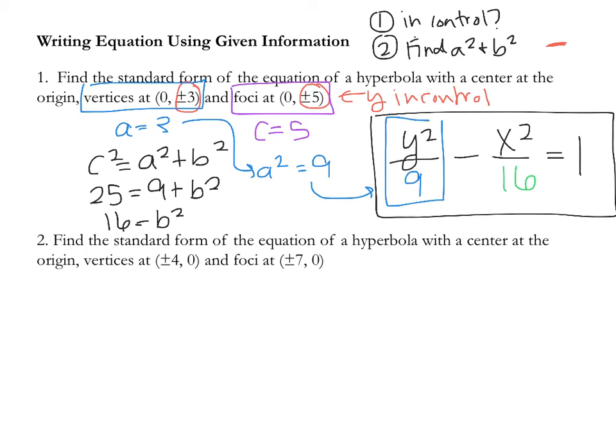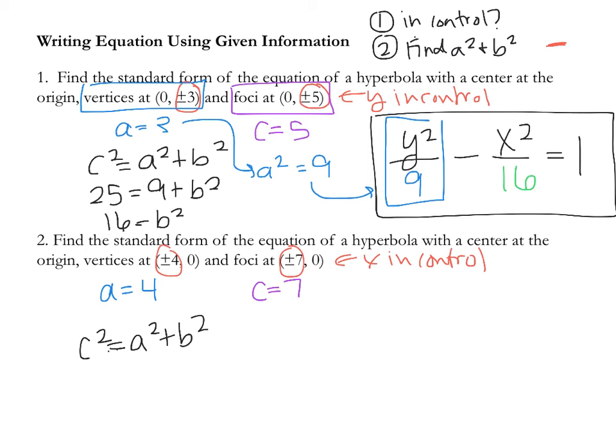All right, number 2 says find the standard form of the equation of hyperbola with a center at the origin, vertices at plus or minus 4, 0, and foci at plus or minus 7, 0. So this one's just slightly different than the last one. For this one, we're noticing that x is in control because those points would move left and right. And I know a equals 4, and I know c equals 7 because the foci give me c, the vertices give me a. I'm going to use my formula right now. c squared equals a squared plus b squared. 49 is equal to 16 plus b squared. And then I'm just going to subtract, and b squared is equal to 33.